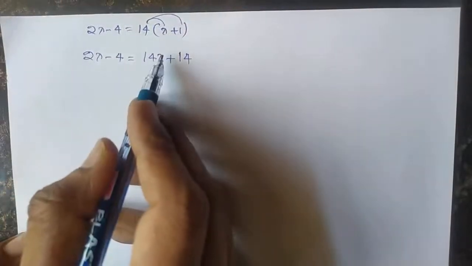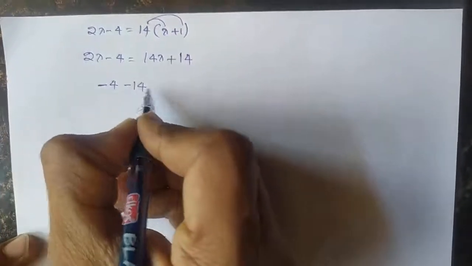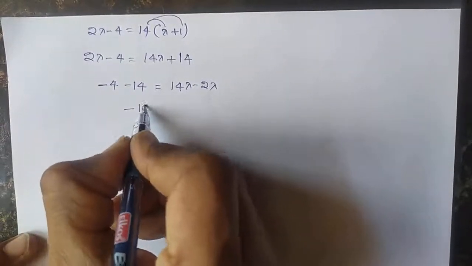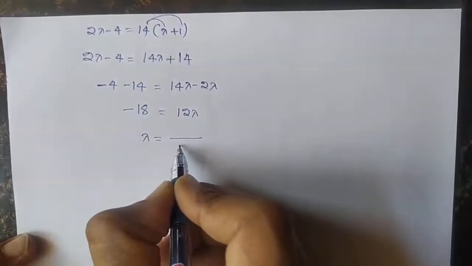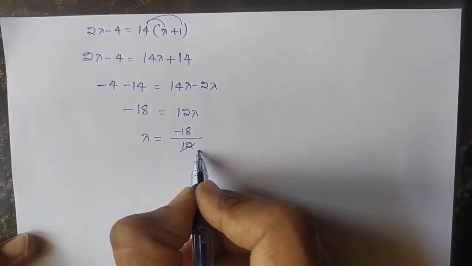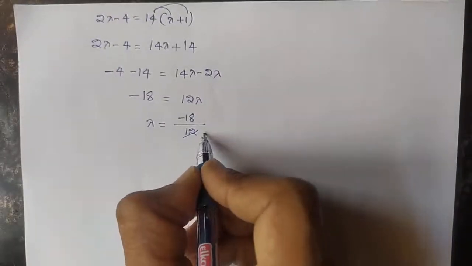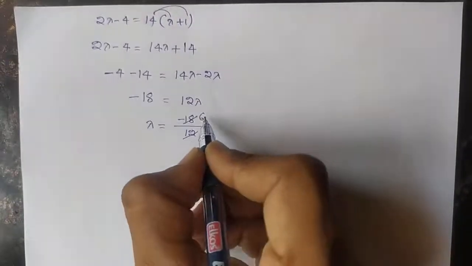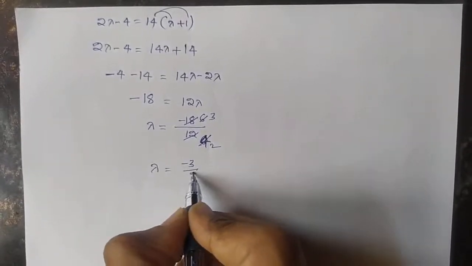Take 2 lambda to the right, take this 14 to the left. Minus 4 minus 14 equals 14 lambda minus 2 lambda. So minus 18 equals 12 lambda. Therefore lambda equals minus 18 by 12. Dividing by 6: 3 sixes are 18, 2 sixes are 12. Therefore lambda equals minus 3 by 2.